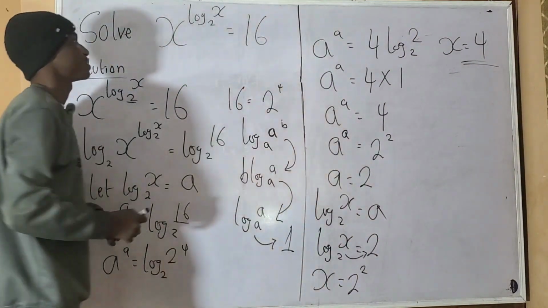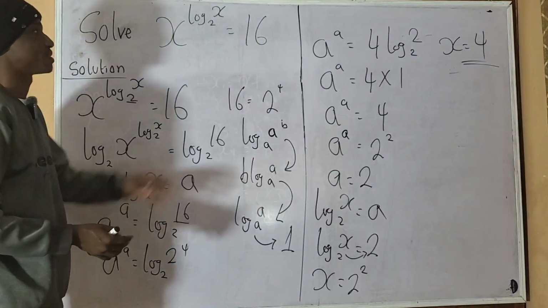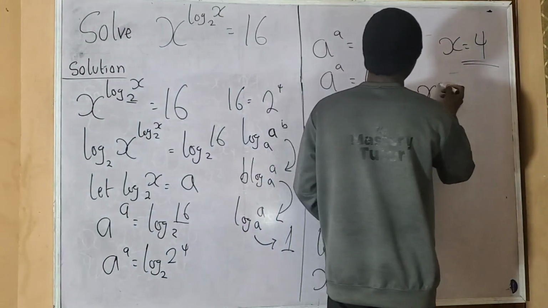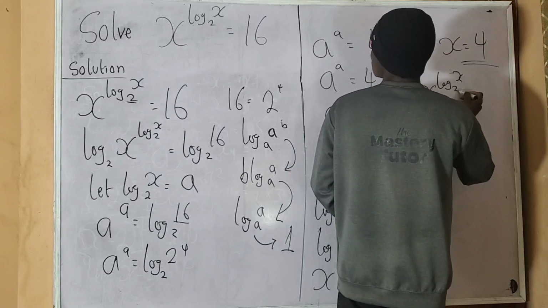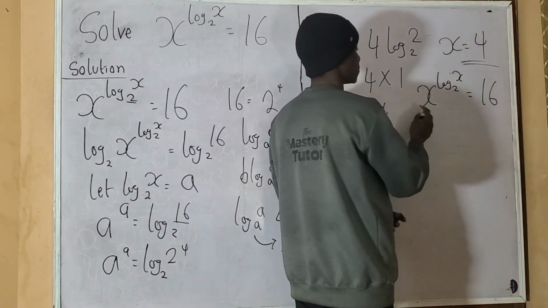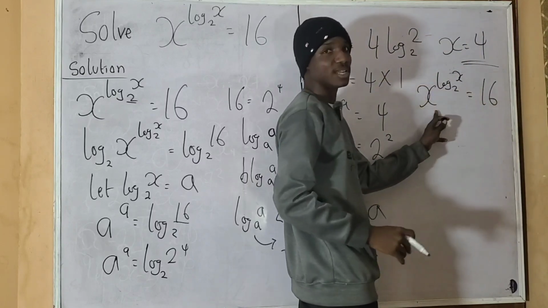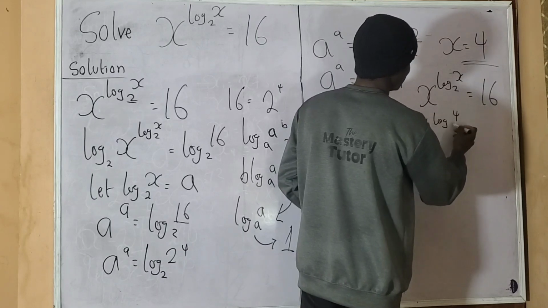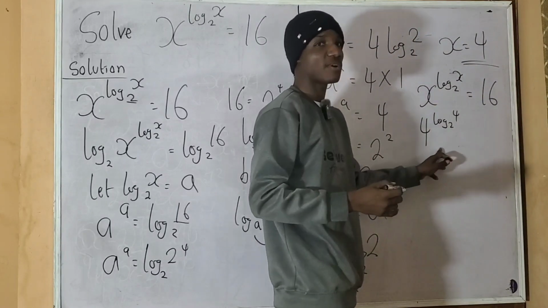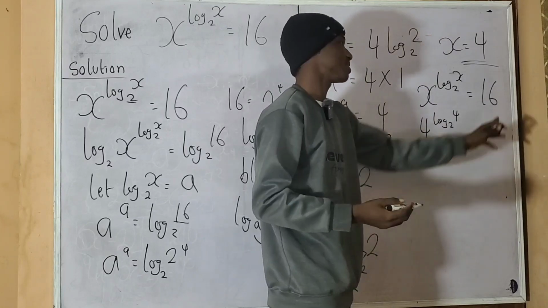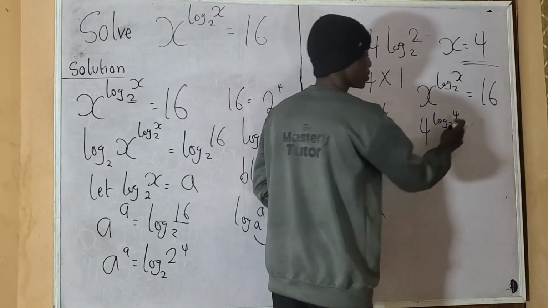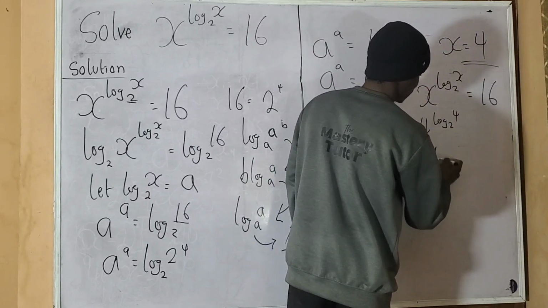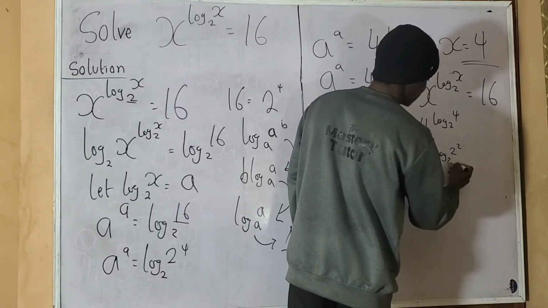You can check by substituting the value of x as 4 into this equation. Let us check. I have x raised to the power of log x base 2 equals 16. We want to substitute the value of x as 4 into the left-hand side of the equation. So I'm going to have 4 raised to the power of log 4 base 2. Let us see, by the time we simplify this, if we are going to obtain 16 as the final answer. Now, do not forget that 4 can be written as 2 raised to the power of 2, right? So I'm going to have 4 raised to the power of log 2 raised to the power of 2, base 2, right?